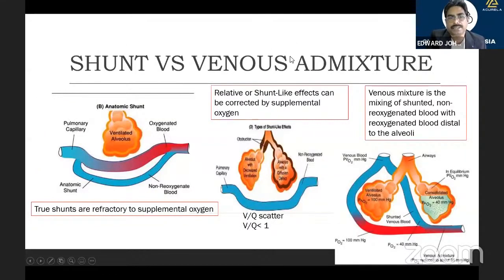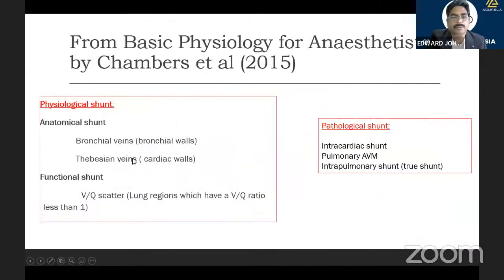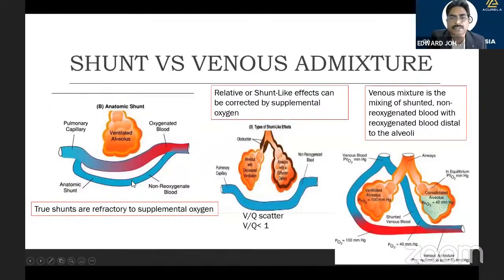You remember, shunt is not equal to venous admixture. Venous admixture is different and shunt is different. We will see there is anatomical shunt, the blood that does not perfuse the alveoli and bypasses the alveoli. It may be due to your physiological shunt like thebesian veins and your bronchial veins, or it may be a pathological shunt of the left to right shunt. The true shunts, this is called true shunt, are refractory to supplementary oxygen. It will not respond to supplementary oxygen.